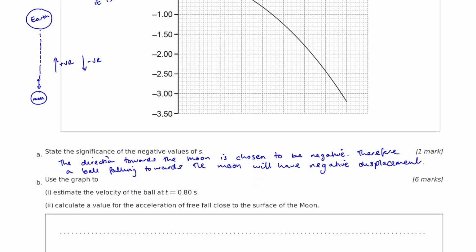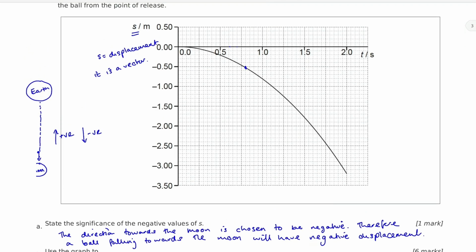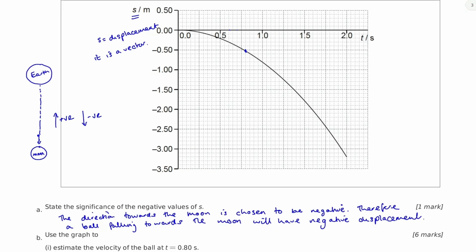Use the graph to estimate the velocity of the ball at time t equals 0.8. I'm going to get my ruler for this. So we want to go to 0.8, so that's 0.6 there. And we want to draw a tangent to the line at that point. Let's move the graph down a bit. It's not easy on an iPad actually, but we'll try anyway. So we've drawn the tangent to the line there. And why am I drawing a tangent to the line?